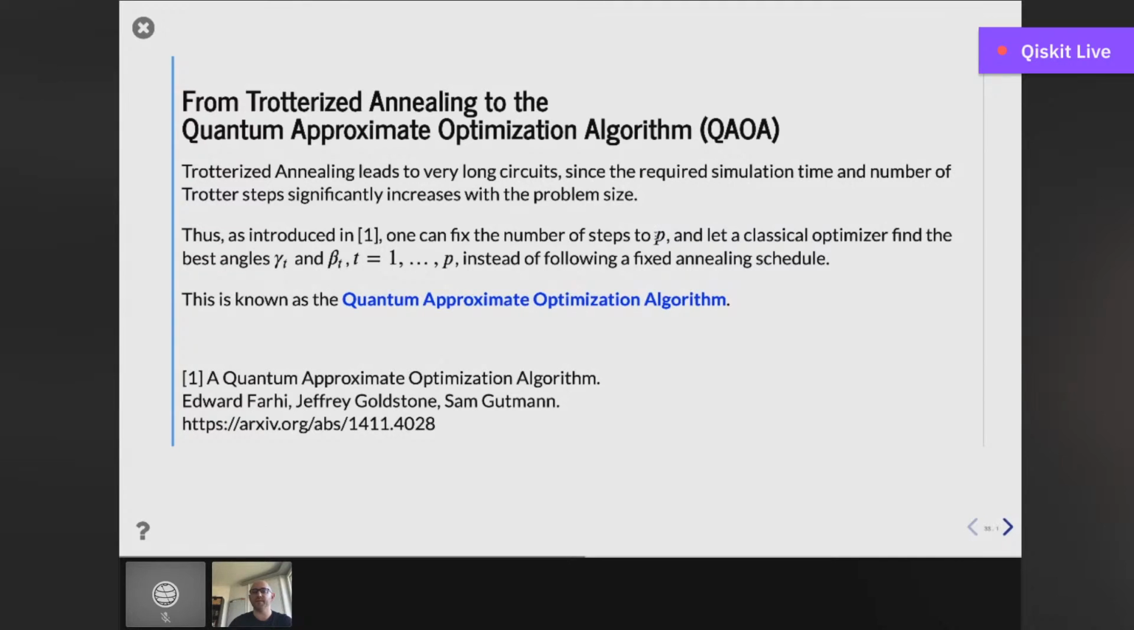We will just assume we set this p to a fixed number, and then instead of following an annealing schedule like the one I've shown, we let a classical optimizer find these angles beta and gamma. If we apply these changes, so we fix the number of steps to be p, and we optimize over these angles instead of using an annealing schedule, then we end up at QAOA. And this has been introduced by Edward Farhi and co-authors in this paper.